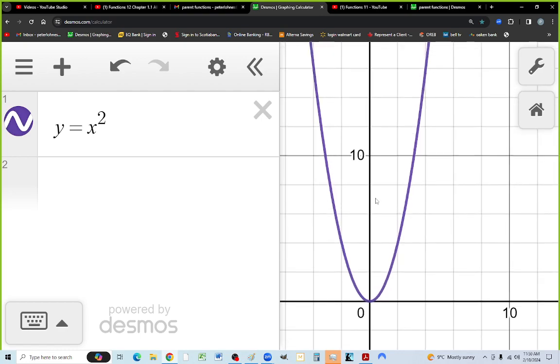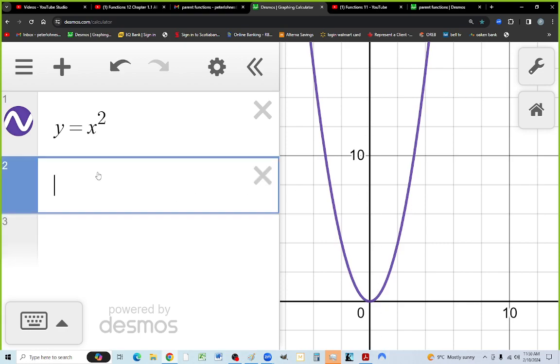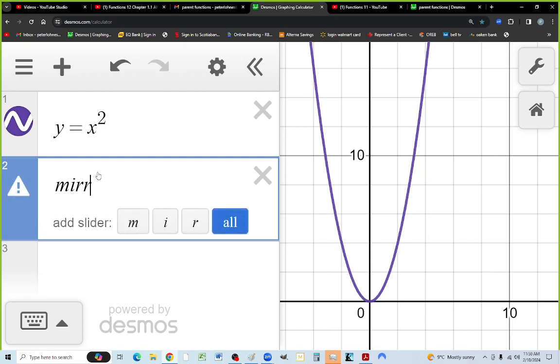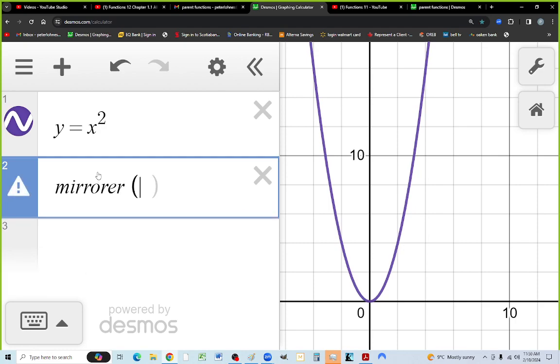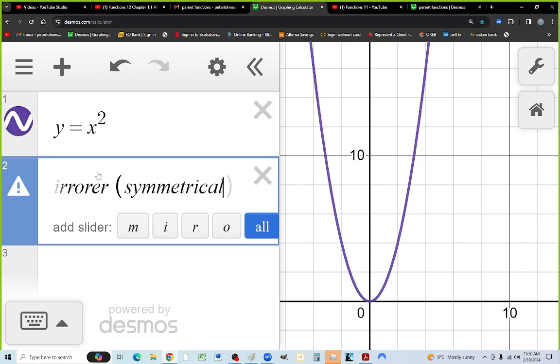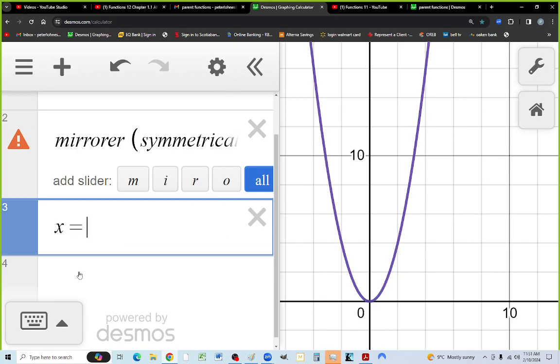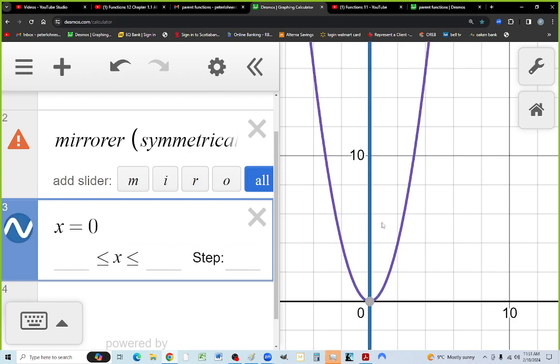Not quite. The y-intercept is a point. The whole line is called something else. The whole line is called the y-axis. So parabolas are mirrored, or symmetrical, through the y-axis. Pretend that the y-axis, when x is 0, is a mirror. That means it's mirrored on each side of that.